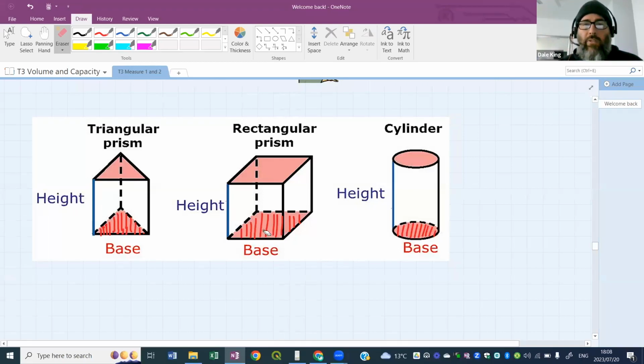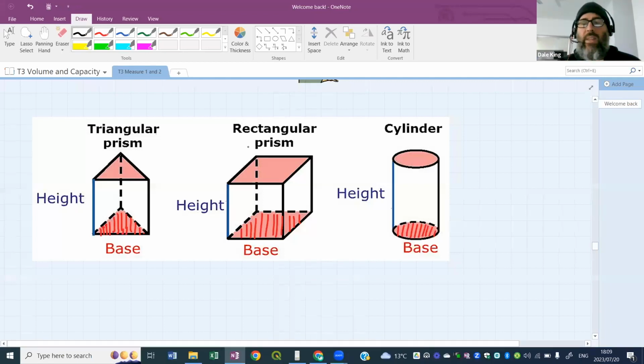Area of the base shape of a rectangular prism, which is length times breadth or length times width, multiply by height. Area of a cylinder base, which is a circle, pi r squared, times height. Triangle, area of the base, which is a triangle, half times base times perpendicular height, times height. So if you know how to work out the area of a triangle, a rectangle or square, and a circle, all you do is multiply by the height. That's volume.